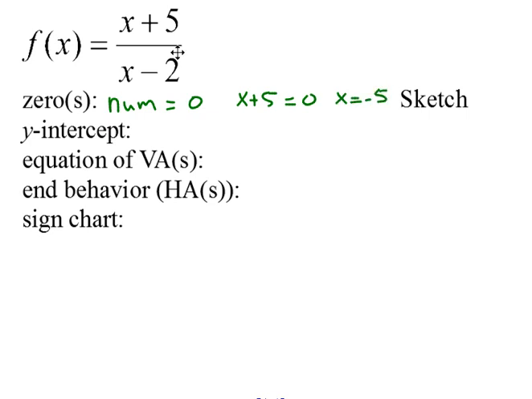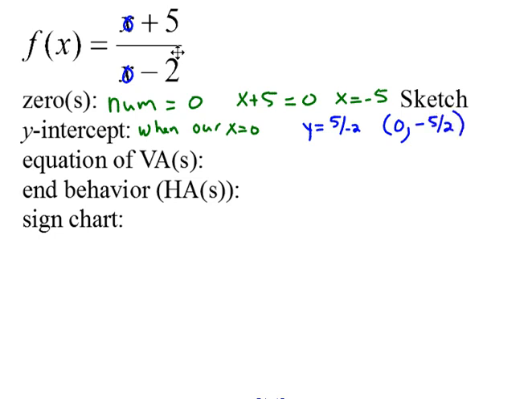All right. Our y-intercept happens when x equals 0, right? Our y-intercept is where the graph crosses the y-axis, and we know that's where x equals 0. So we plug 0 in for x. So I put a 0 here and a 0 here. That leaves me with y equals 5 over negative 2. So my y-intercept is the point (0, negative 5 halves).